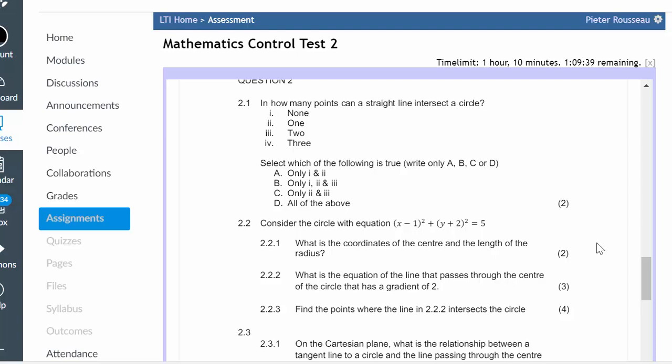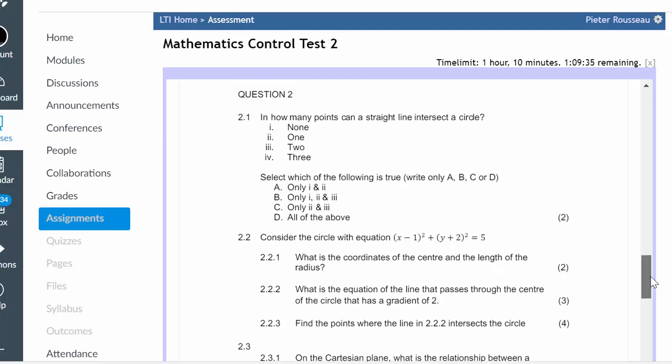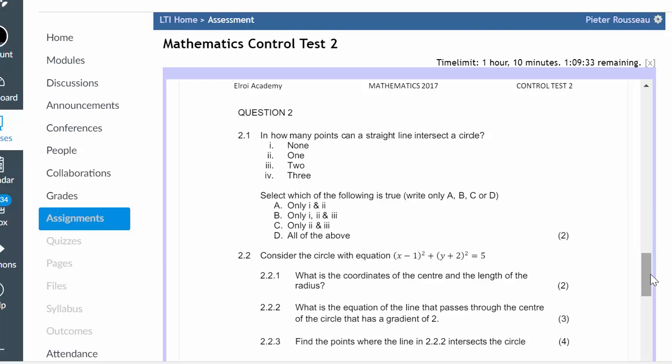Okay, so the next section is the analytic geometry section. And in the first question, we ask, in how many points can a straight line intersect a circle? Okay, so a straight line, if we have a circle, can intersect a circle in no points. So it is possible to not intersect it at all.